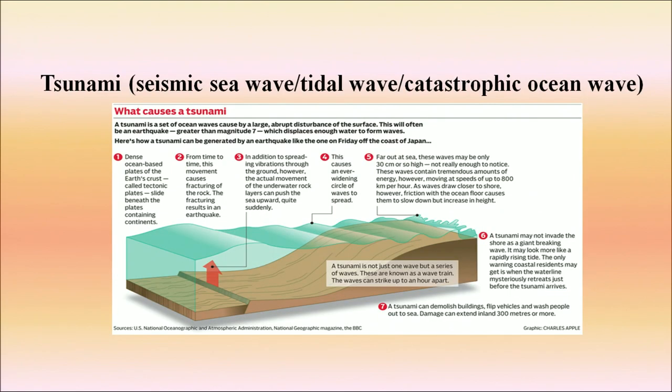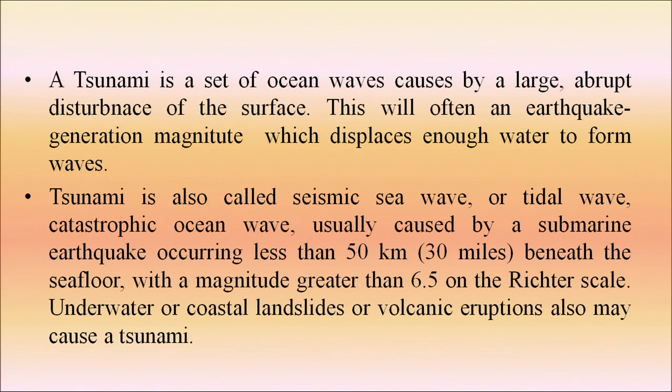Now come to the tsunami, or seismic wave, or tidal wave. A tsunami is a set of ocean waves caused by a large abrupt disturbance of the surface. This will often be an earthquake of large magnitude, which displaces enough water to form waves. Tsunami is also called seismic sea wave or tidal wave, a catastrophic ocean wave usually caused by a submarine earthquake occurring less than 50 km beneath the sea floor with a magnitude greater than 6.5 on the Richter scale. Underwater or coastal landslides or volcanic eruption may also cause a tsunami.